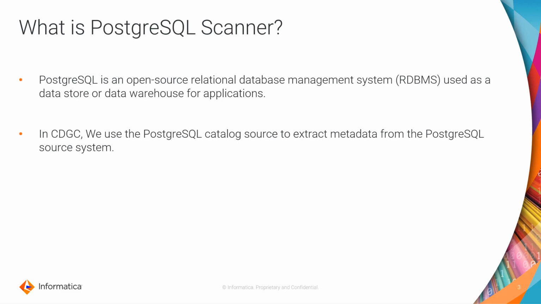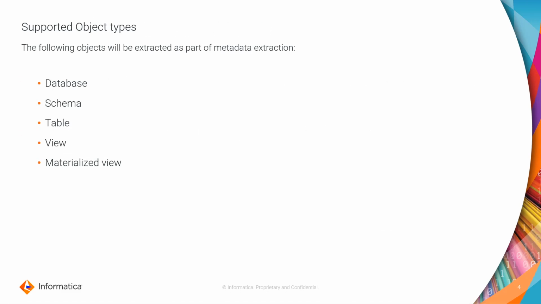What is PostgreSQL Scanner? PostgreSQL is an open source relational database management system used as a data store or data warehouse for applications. In Data Governance and Catalog, we use the PostgreSQL Catalog Source to extract metadata from the PostgreSQL source system. Supported object types. The following objects will be extracted as part of the metadata extraction in CDGC. The objects are database, schema, table, view, materialized view.